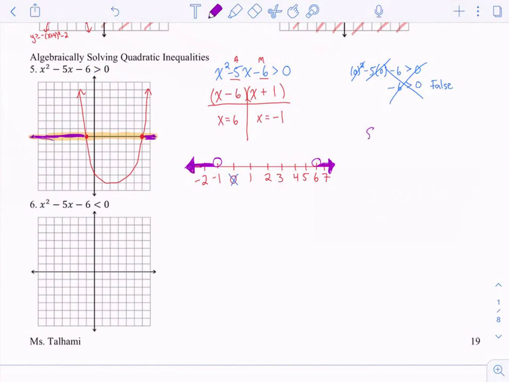So my final answer here, if I wanted to write it, is all x values such that x is less than -1 or x is greater than 6, because this is an or. Because remember, either or, left or right.